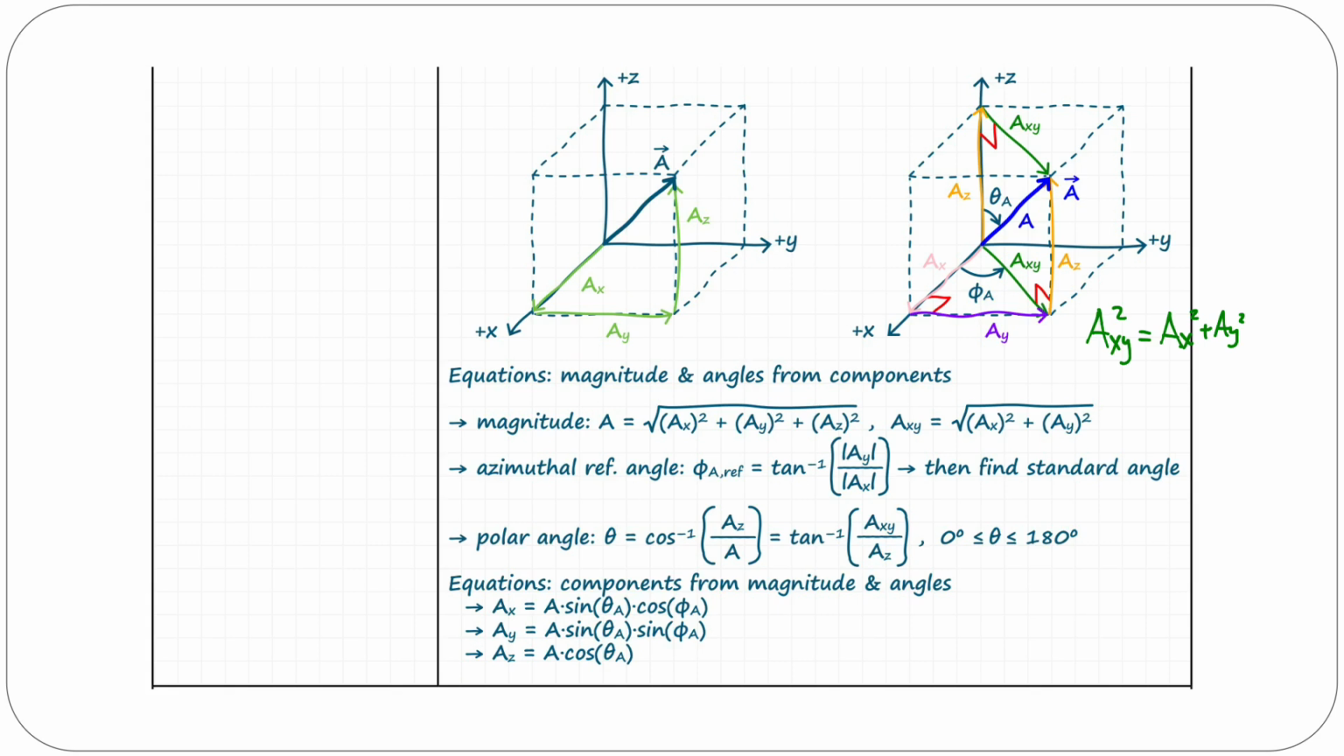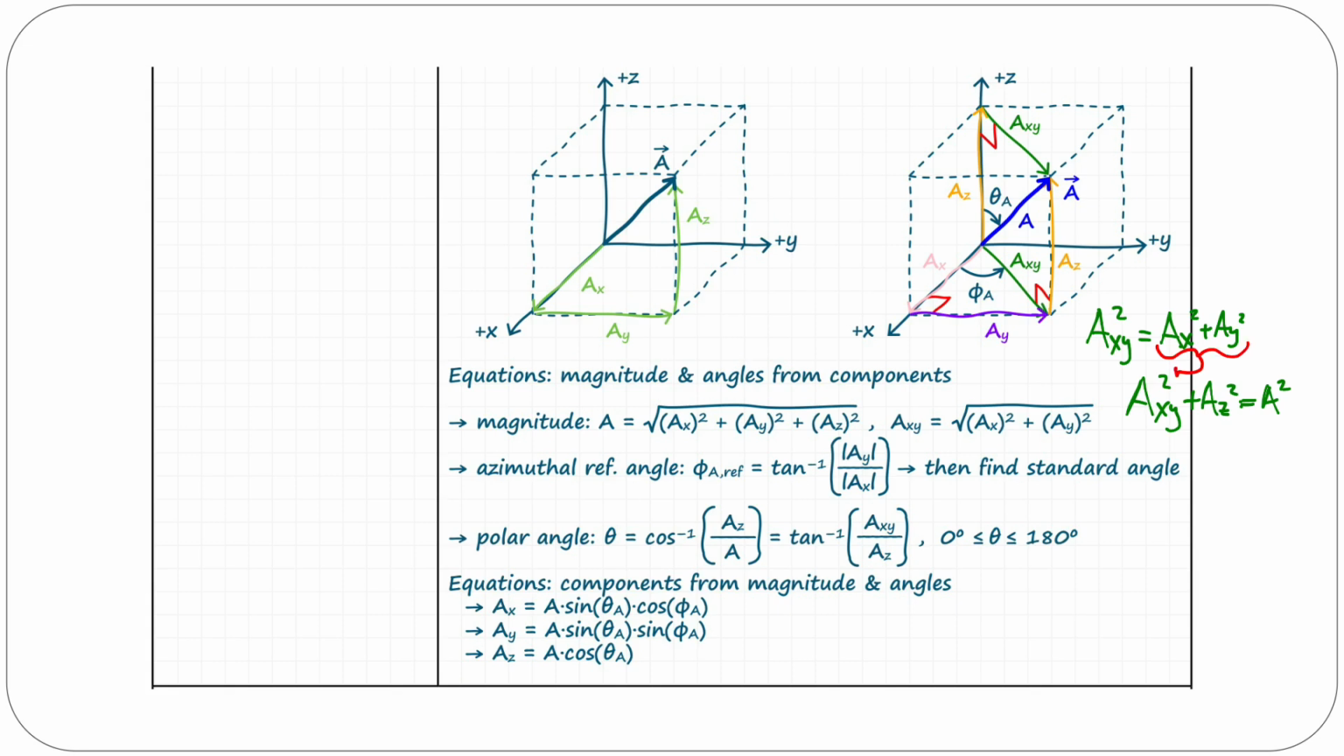And then we have another right triangle. You see, you have a vertical right triangle here with Axy in the horizontal plane, az standing straight up. Az is a vertical line that's perpendicular to the xy plane, and so we have a right triangle there also. And we can say that Axy squared plus az squared is A squared, where A is the magnitude of the entire vector that we have there.